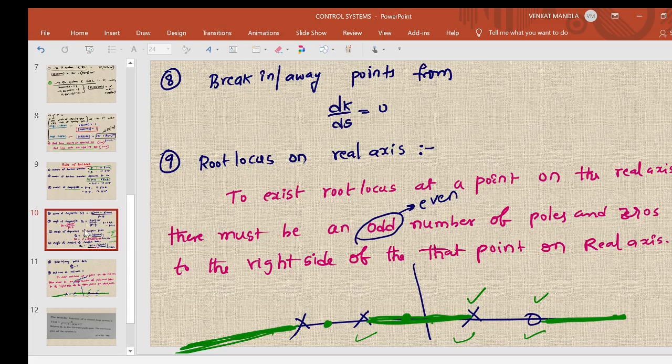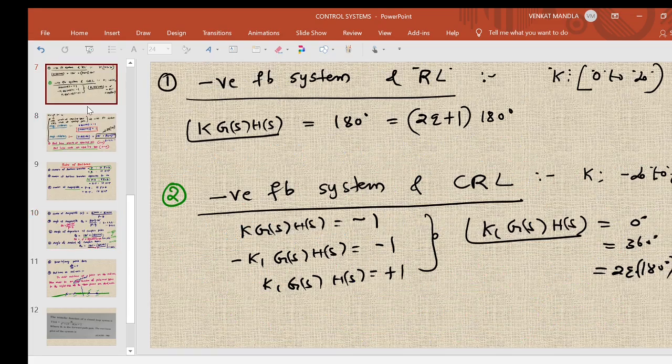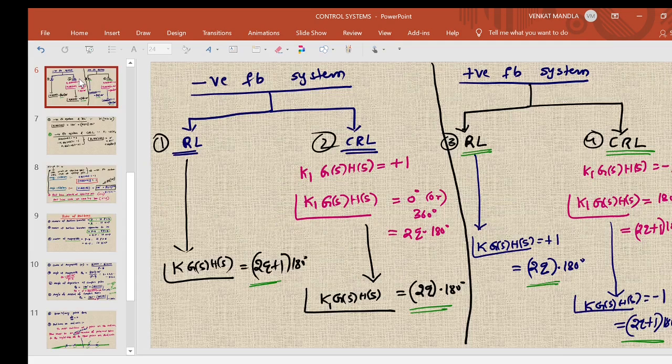Now this is the second case, and the third and fourth are very simple. I have explained these two, the first and second: root locus of a negative feedback system, and complementary root locus of a negative feedback system. Now the positive feedback system and root locus, the third case. But the angle criterion we got here.